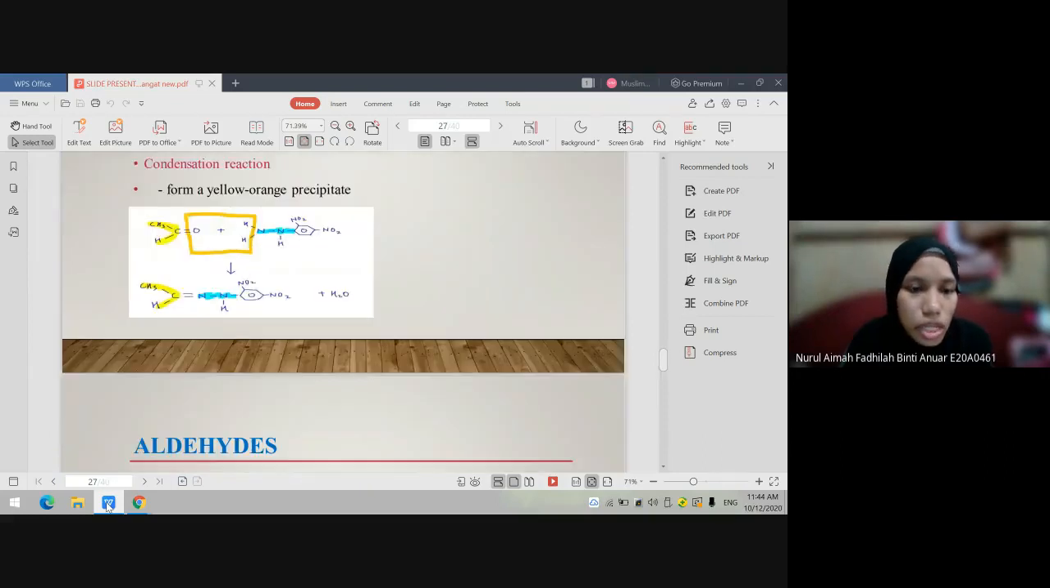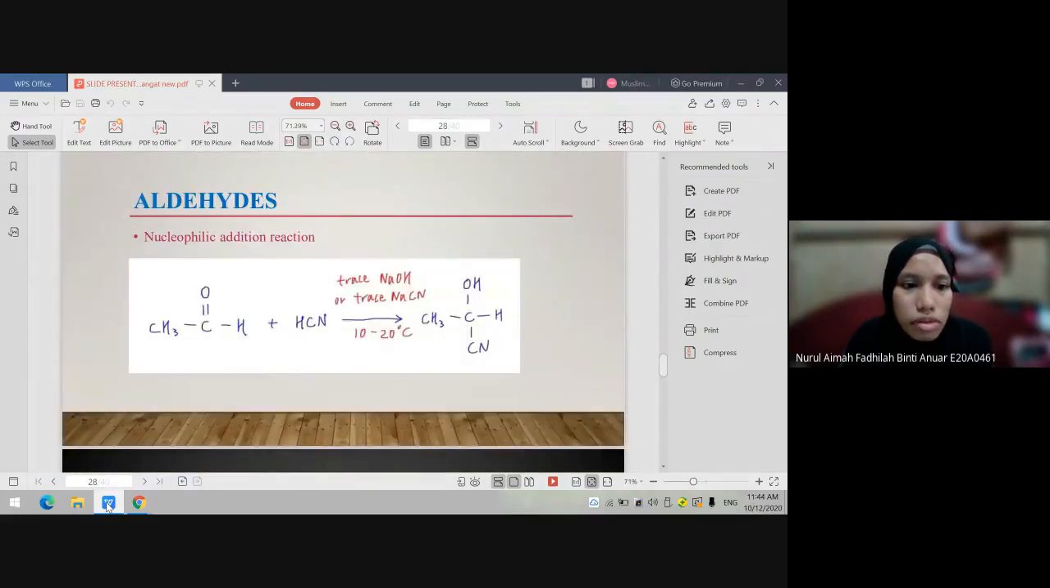Next, the last is about nucleophilic addition reaction. Aldehyde undergoes nucleophilic addition to form a cyanohydrin by using alkaline sodium hydroxide solution at 10 to 20 degrees Celsius. So that's all. Thank you.